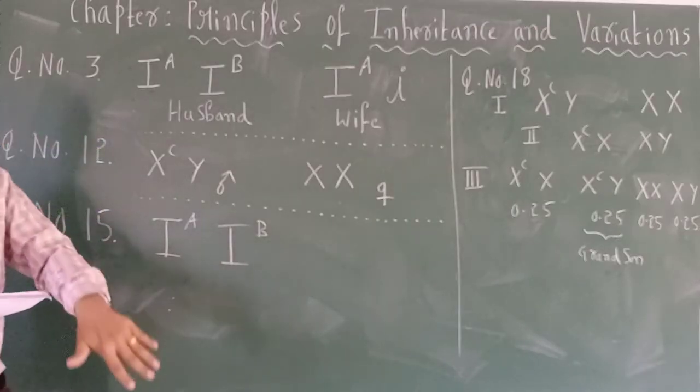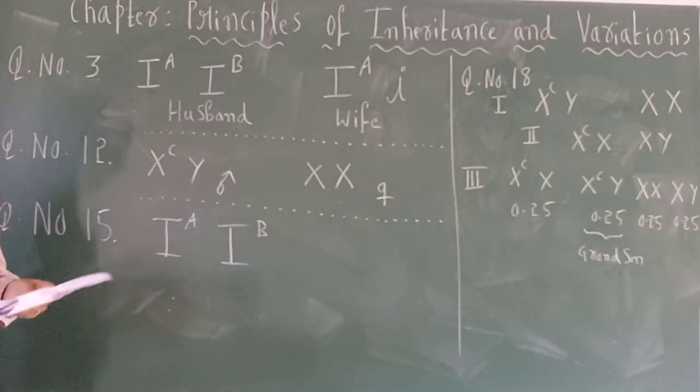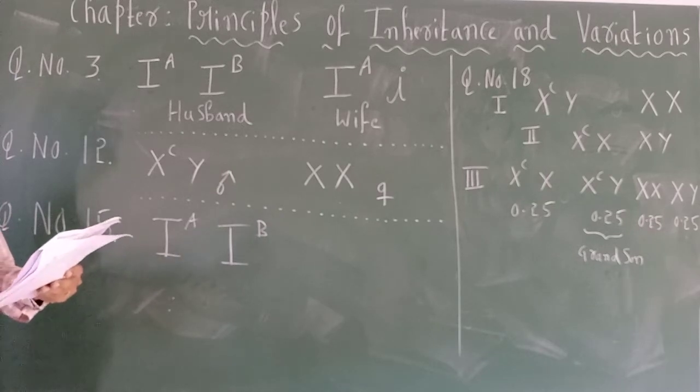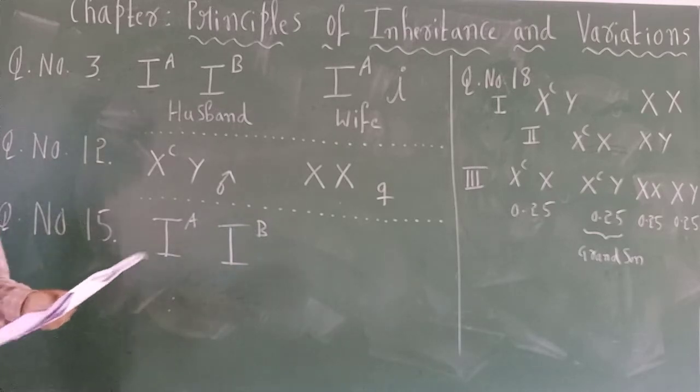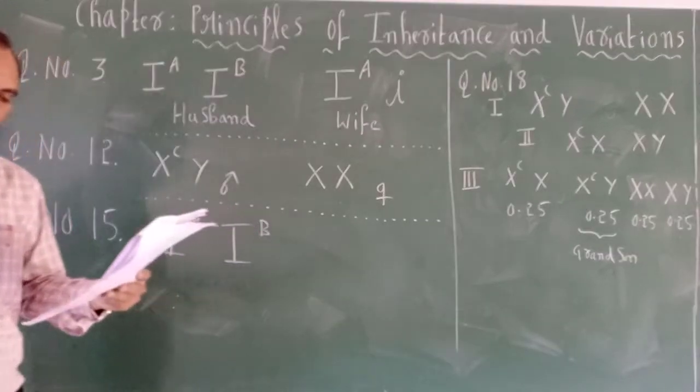Characters of both the parents are expressed in F1 generation. That means it is an example for codominance. So the answer for the 27th question is codominance, where in codominance only the F1 generation is resembling both the parents. Okay, let's move on to the next question, 28th question.